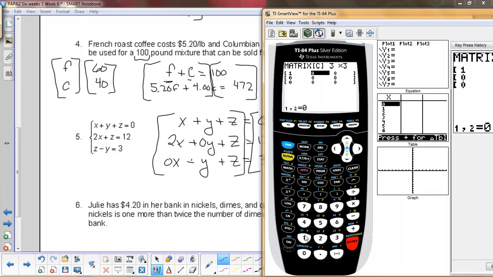1, enter, 1, enter, 1, 2, 0, and 1, and 0, negative 1. Please pay attention to your negatives. They need to be accounted for. And 1. Quit out of the matrix.